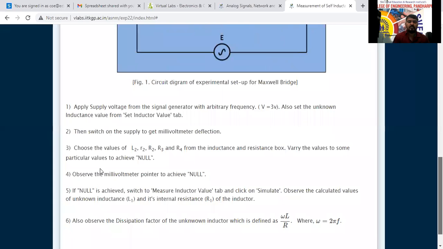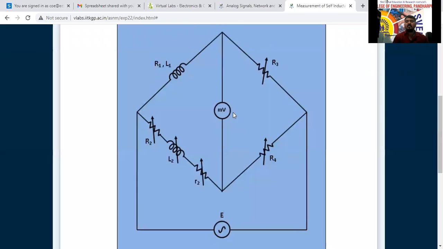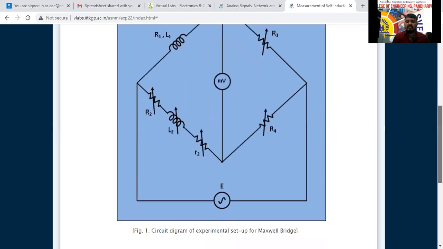The next step is to choose the values of L2, R2, R3, and R4 from the inductance and resistance box to achieve null. Null means whatever the null detector shows is 0. To achieve this, we can vary capital R2, L2, small R2, R3, and R4. All these terminals are variable. This is the resistance box and this is the inductance box. By varying these, we can bring the bridge into the balanced condition.